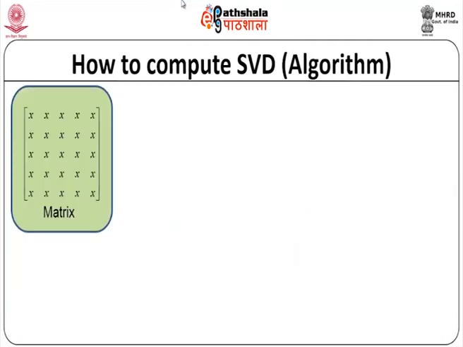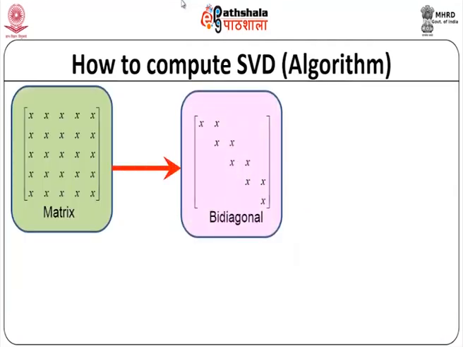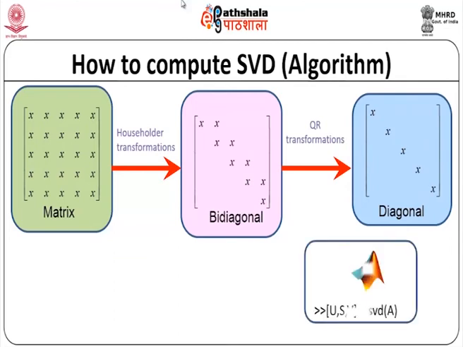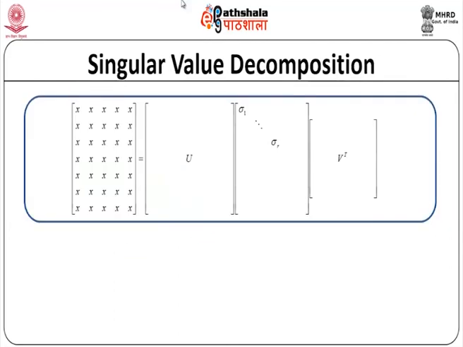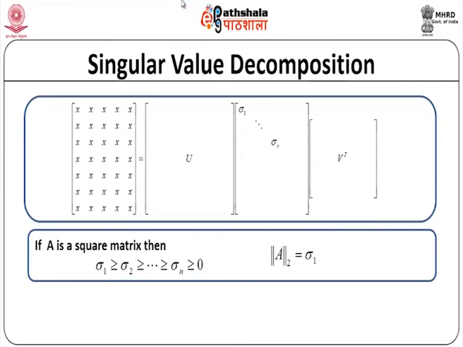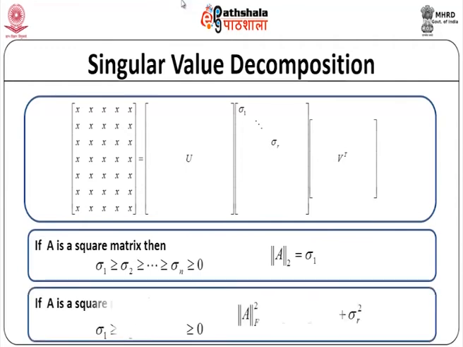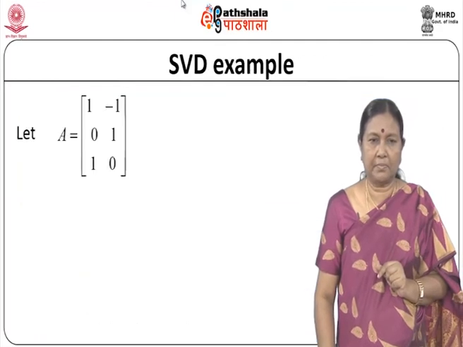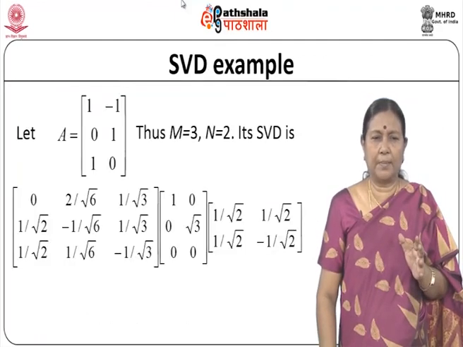So, now if you have a matrix, first find the bidiagonal. This is a transformation. Then you find the diagonal transformations. So you get this, and A is a square matrix. So, you get this value. And if A is a square matrix, then mu1 is greater than or equal to mu2 is greater than or equal to mu n. So, I get the squared norm of A, F, is equal to sigma 1 squared plus sigma 2 squared plus up to sigma r squared.